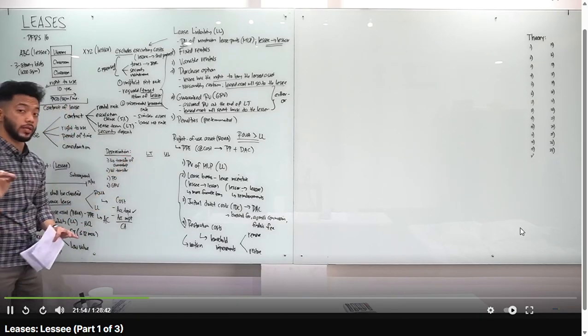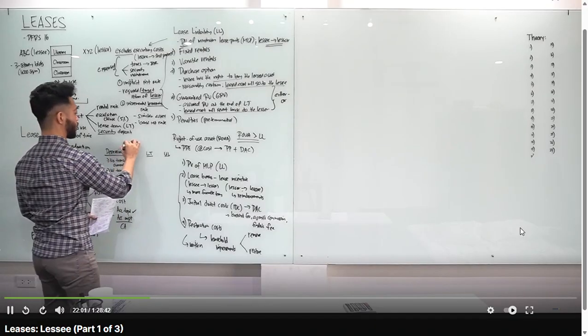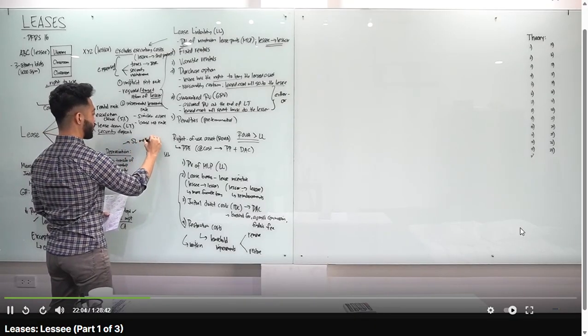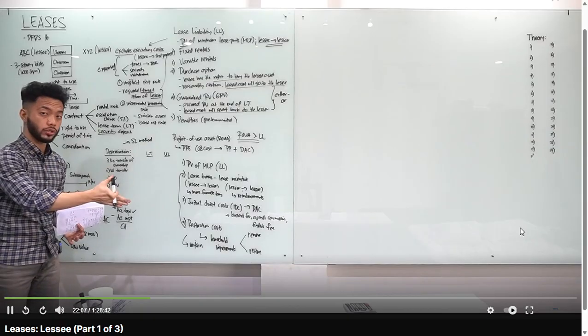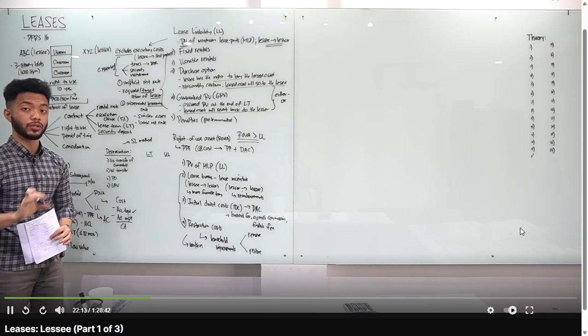Ito yung mga kailangan mo tandaan sa depreciation for the point of view of the lessee. Again, ang gagamitin mo lang dyan is the straight line method. Yan yung usual, no? For leases, straight line method. Again, pag straight line method, cost minus residual value over useful life. Ang key dito, class, is to know kung ano yung denominator na gagamitin natin.